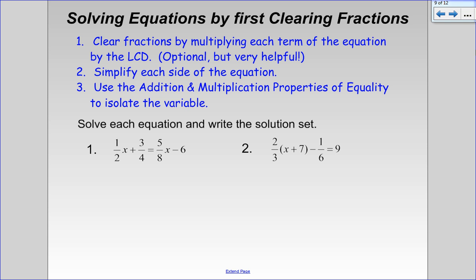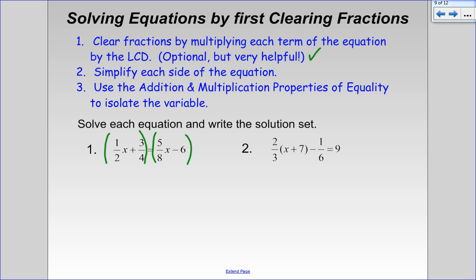And we notice that if we were to work with fractions throughout this entire problem, we'd have to do a lot of work to get common denominators and then remember all of our rules with fractions. So we'll begin by doing what it states up at the top. Step 1, clearing them by multiplying each term of the equation by the least common denominator. So what I know is that I can multiply the left side of the equation and the right side of the equation by some number, any number I want.